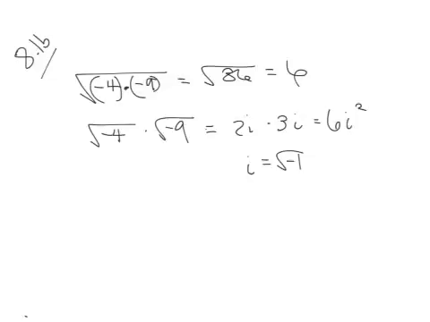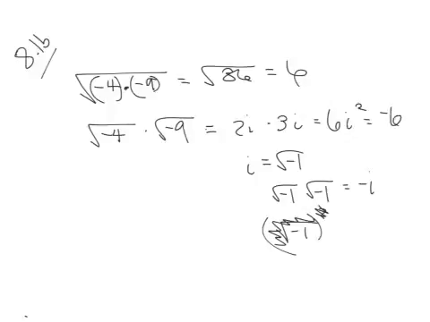So if we square i, we get the square root of negative 1 times the square root of negative 1, which is negative 1 when you take the radical signs off. Because if you remember, when you have a radical sign and you square it, the squared sign and the radical sign go away. So this gives you negative 6 for an answer. So this gives you that, and this gives you that.